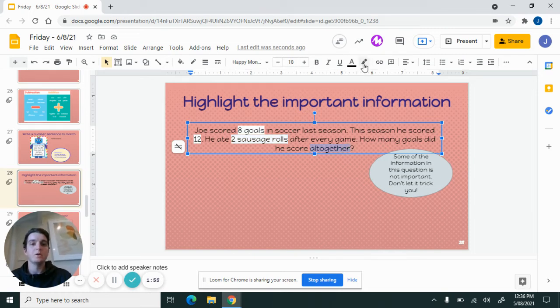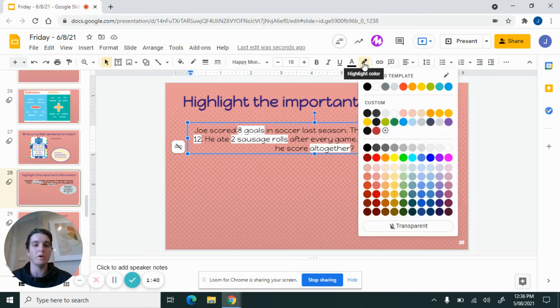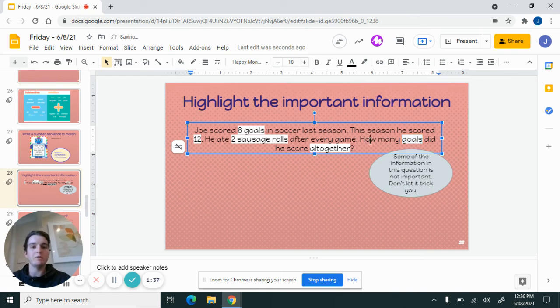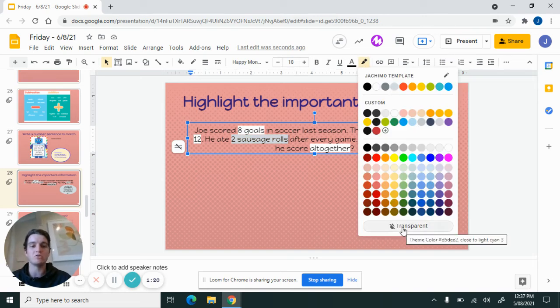Now, we've highlighted a good amount of information. However, there is a little bit more and a little bit less that we need to have a look at. The question that's actually been asked is how many goals did he score? So I'm just going to highlight goals again because I think that's important. So we're going to look for the numbers of goals. So we can see he scored 8 goals last season. This season he scored 12. So we've got 8 and 12. He ate 2 sausage rolls. It seems like sausage rolls isn't really important information. So I'm going to remove that highlighting.